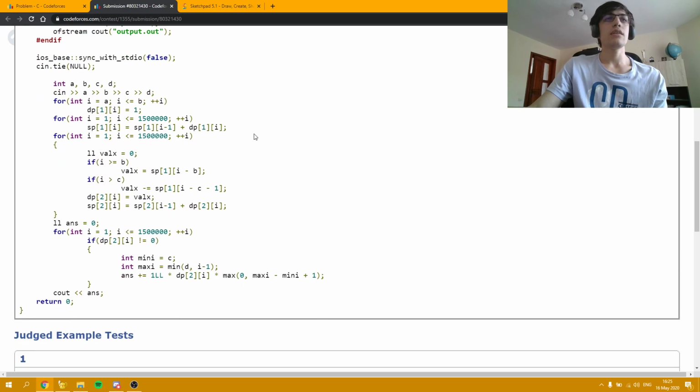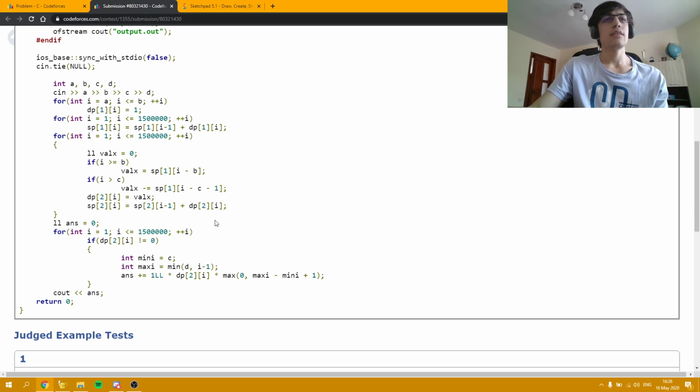Now I'm showing the second line. The second line, as you can see, has i between 1 and 1,500,000, where i represents the sum. And in order to avoid undefined behavior from accessing negative positions in memory, I'm using two if statements. If i is bigger than or equal to B, the value will become equal to the prefix sum up to position i minus B. And if i is bigger than C, we are going to drop the prefix sum up to position i minus C minus 1. This is the code representation of the mathematical statement I have given in the sketchpad before. And all we have to do is to assign the value to the dp.